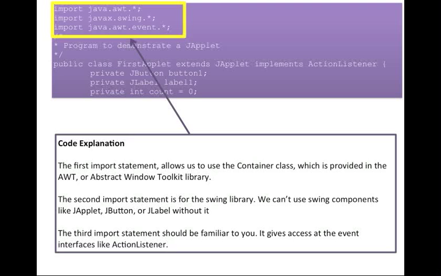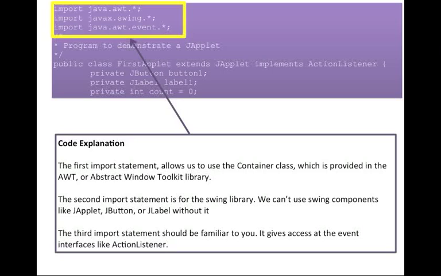If we look at the very beginning of the program, we have three import statements. java.awt. This allows us to use the container class, which is provided in the Abstract Window Toolkit. It's always a good idea whenever you're building any sort of graphical user interface that includes applets or windowed applications that you include this library, because it has some tools that we will want to use, such as layout managers, container class, and things like that.